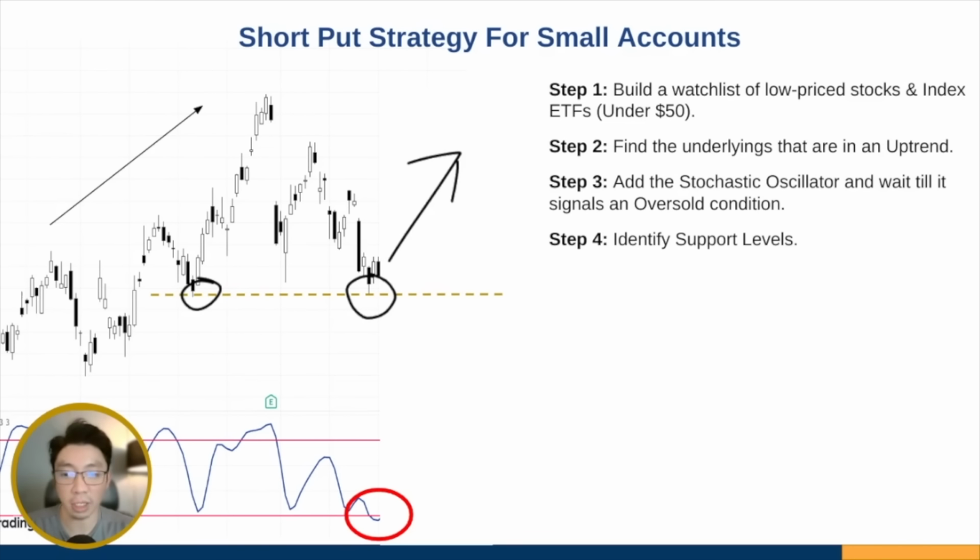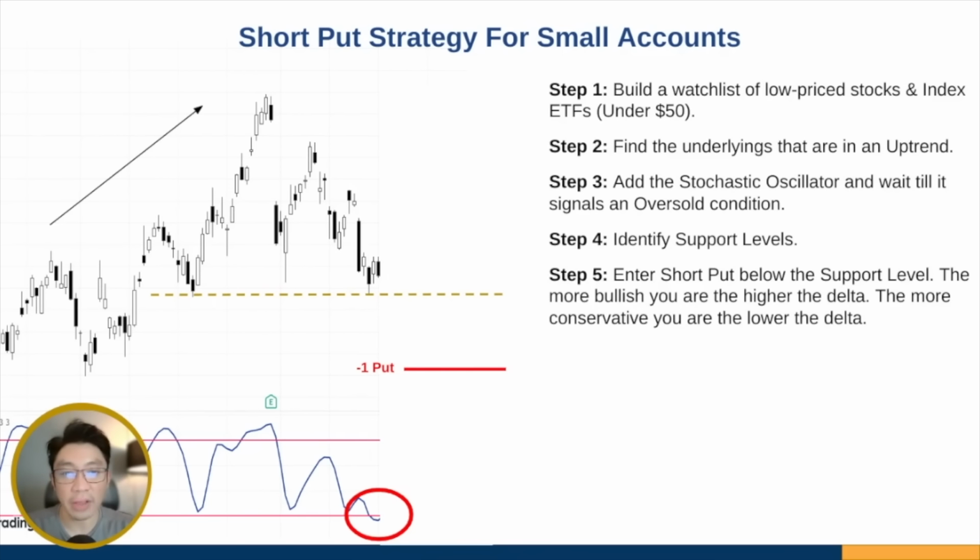But that is not to say that you won't have losers, all right? So just remember that losses will come. It's inevitable. You just have to make sure that when the losses come, you manage them properly. So once you've identified the support levels, then this is where we get into step number 5, and this is where you enter into the short put, right?